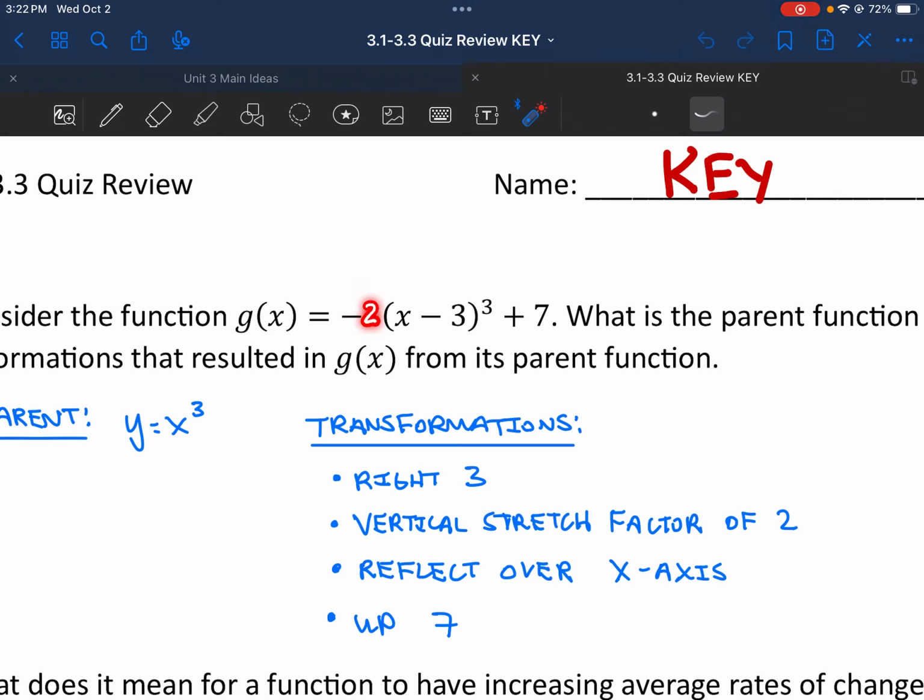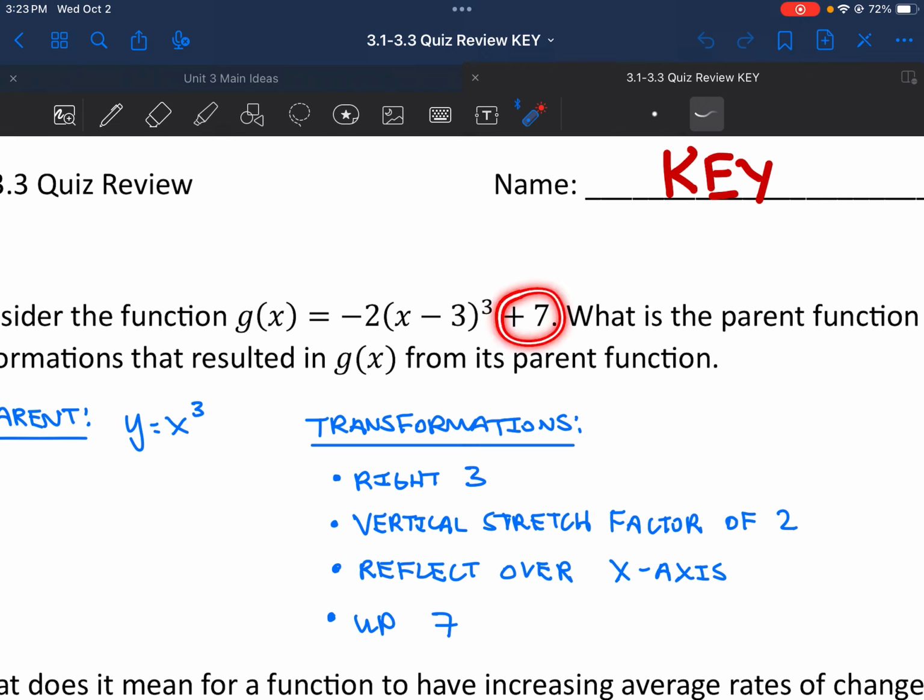Then I'm noticing this 2 that's being multiplied outside of the cubic part. So if something is being multiplied on the outside of the function, we know that's a vertical stretch. So we have a vertical stretch by a factor of 2. Next, I see this negative that's being multiplied outside of the cubic function. If you have a negative on the outside of the function, it is reflecting over the x-axis.